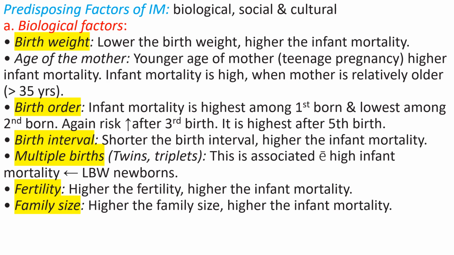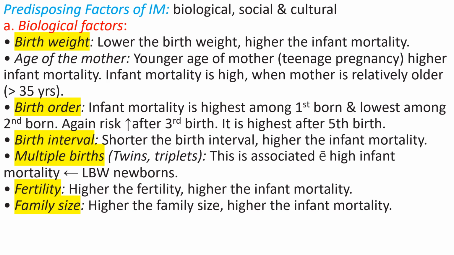Predisposing factors of infant mortality are biological, social, and cultural. Biological factors predisposing to infant mortality: birth weight, birth order, birth interval, multiple births, fertility, family size. Birth weight: the lower the birth weight, the higher the infant mortality. Age of the mother: the younger the age of the mother, the higher the infant mortality.